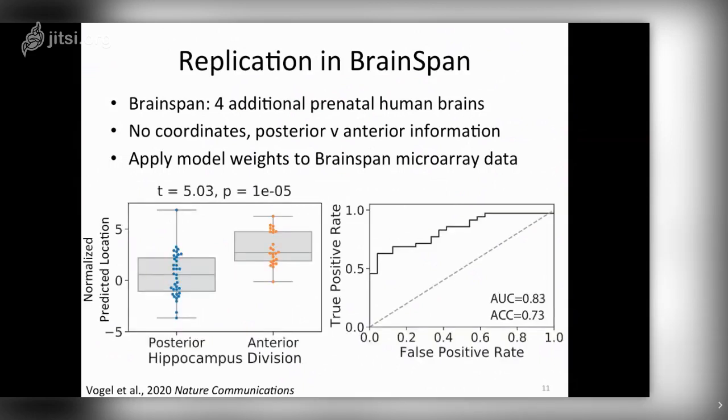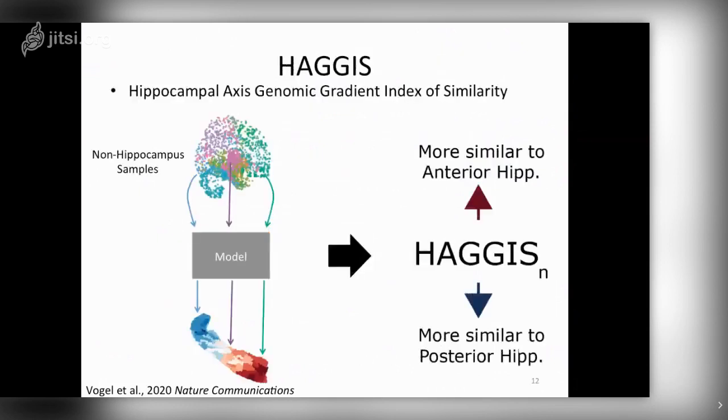And so by applying our model to these data, we found we were able to discriminate the anterior from posterior hippocampus quite well. And that indicates not only that this model generalizes outside of the Allen Brain Atlas, but also that this genomic gradient appears to be active already during fetal development.